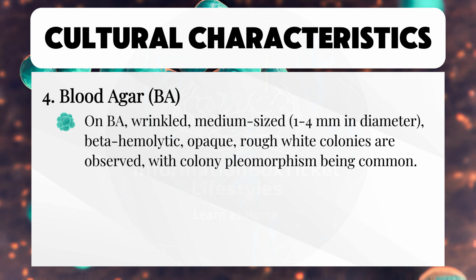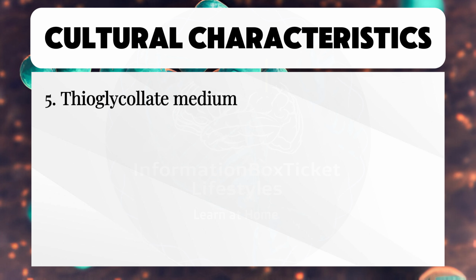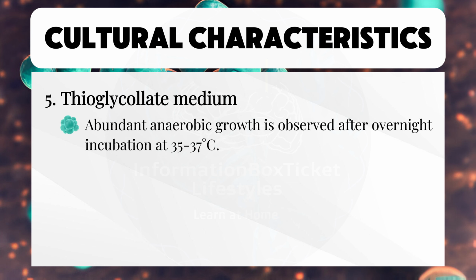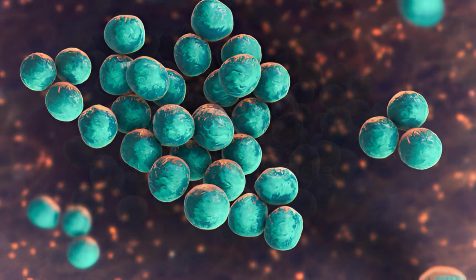Beta hemolytic, opaque, rough white colonies are observed, with colony pleomorphism being common. Prominent beta hemolysis is seen after approximately 2 days of incubation. 5. Thioglycolate medium. Abundant anaerobic growth is observed after overnight incubation at 37 degrees Celsius.